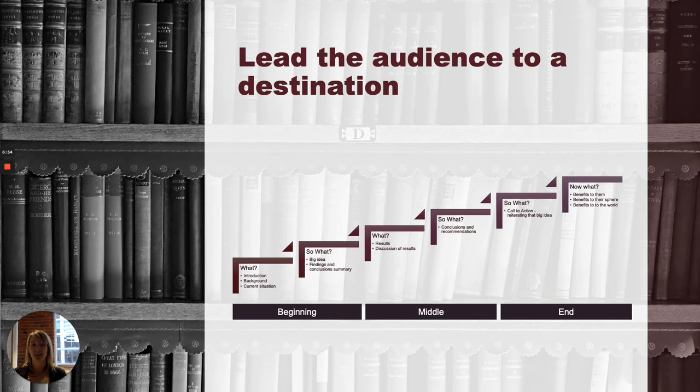And then at the end, that's really when you're going to talk about what do people need to do, and then how is the world, how are they, or how is their organization going to be different by implementing some of the recommendations that you've recommended.